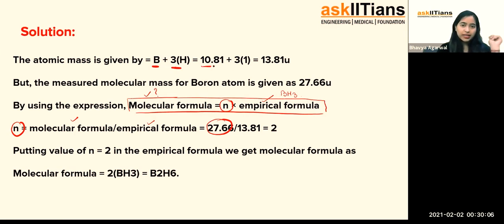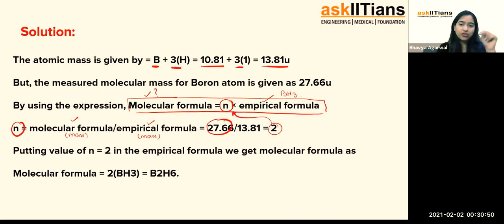One boron has a mass of 10.81, which is nearly 11. The mass of one hydrogen is 1, and there are total 3 hydrogens, so the total mass for hydrogen will be 3. Total mass will be 13.8. So what will I do? I'll divide the molecular formula mass by the empirical formula mass, right? I'll get the value of the factor, the ratio of the two things. So that factor I'll just put here and I'll get my molecular formula.